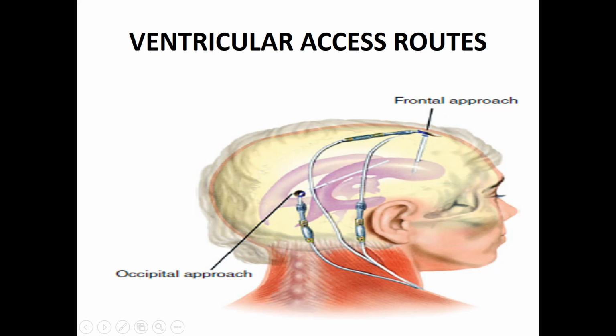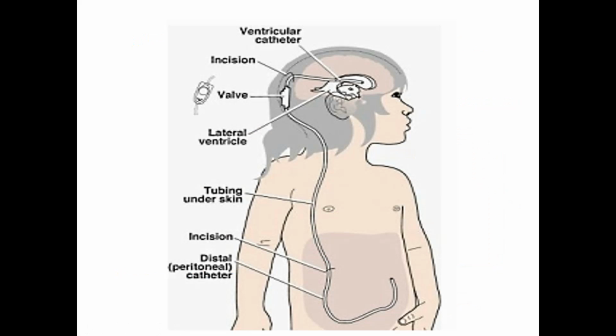This approach is called the frontal approach, if we are inserting the ventricular end into the frontal horn of the lateral ventricle. The other is the occipital approach, in which we insert the shunt into the occipital horn of the lateral ventricle. You can also see here the different parts of the shunt system. This is the ventricular catheter, this is the valve, and this is the tube present under the skin, which is inserted inside the peritoneum. This is also called the peritoneal end of the shunt.